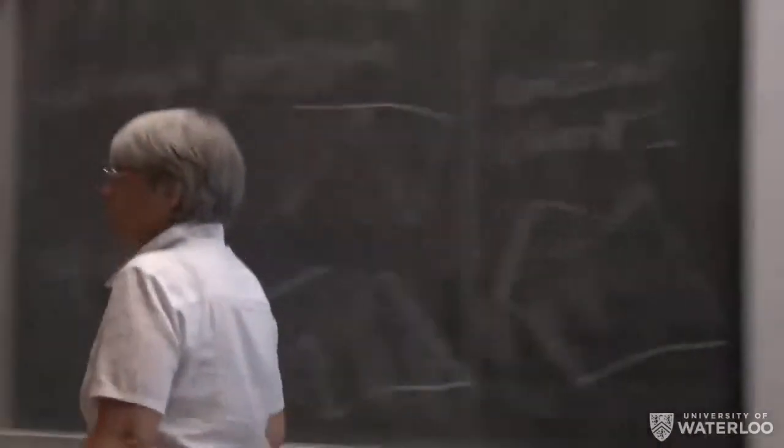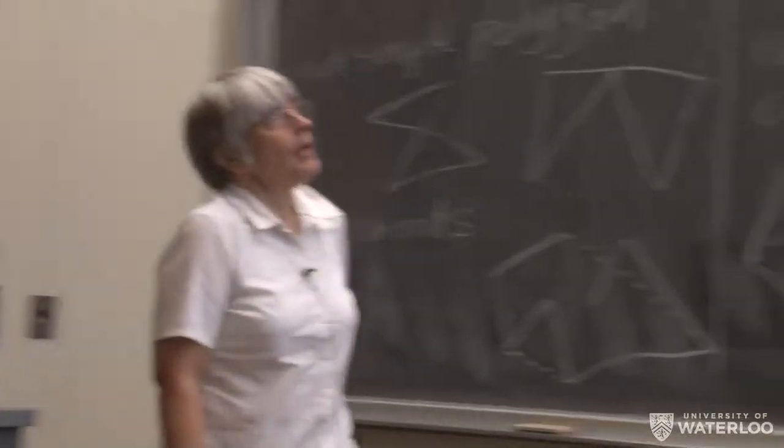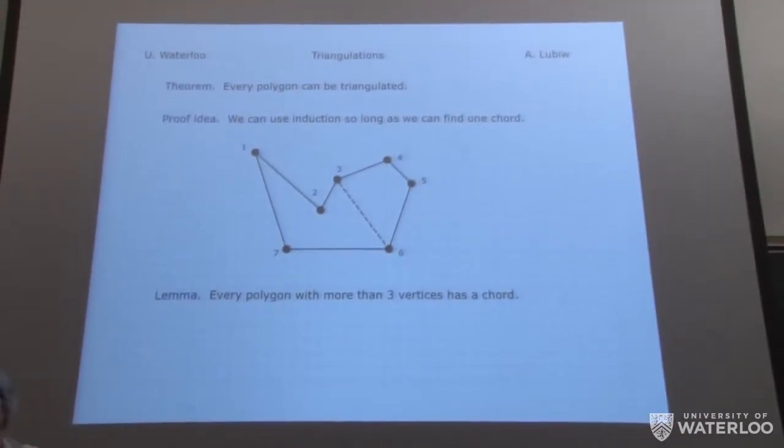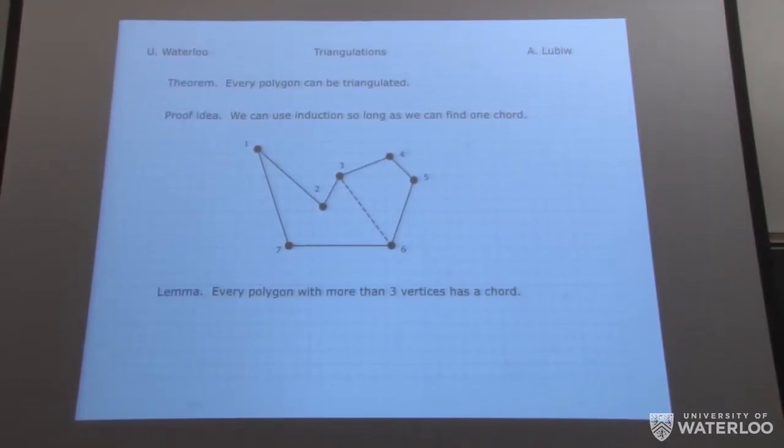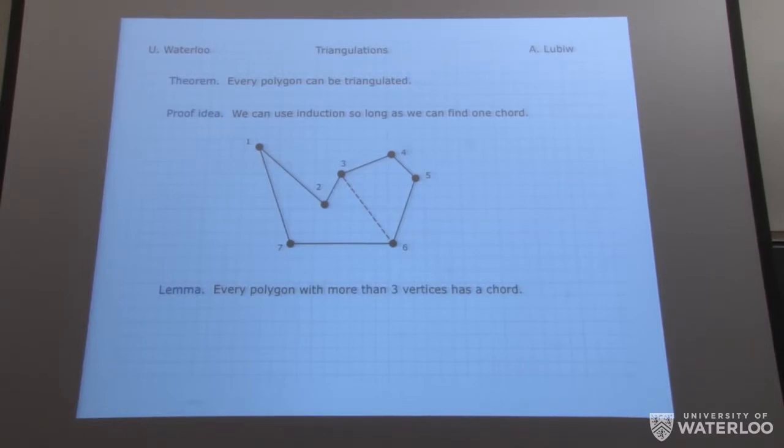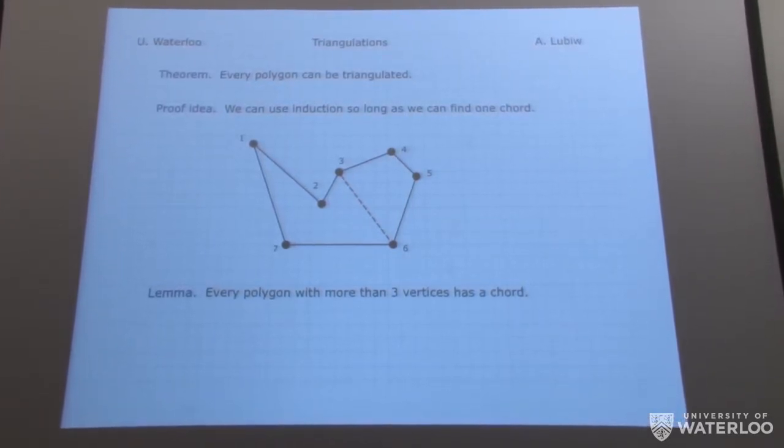Okay, so we're going to look at a proof that every polygon can be triangulated. That's a very fundamental first result. And the basic idea is that, notice once we pick one chord, we've divided our polygon into two. So all we need to say is that there is a chord in any polygon, right? Because then we could use induction and say, okay, one chord divides me in two, and I have two smaller polygons now. Each of those can be triangulated. So our crucial lemma is going to be that every polygon with more than 3 vertices has a chord.